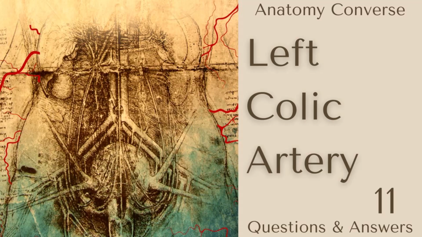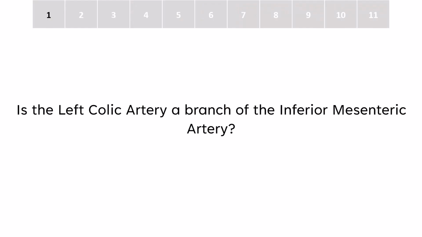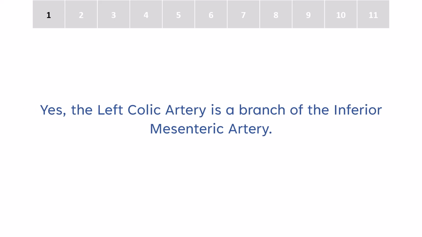Left Colic Artery, 11 questions and answers. Is the left colic artery a branch of the inferior mesenteric artery? Yes, the left colic artery is a branch of the inferior mesenteric artery.